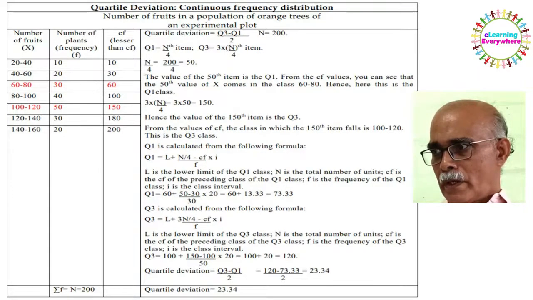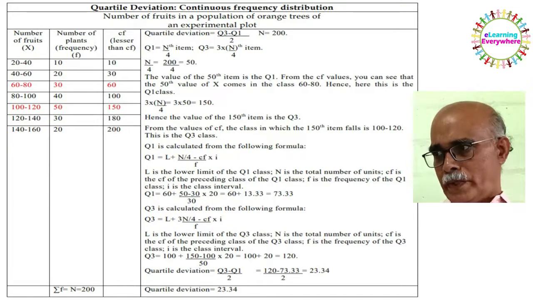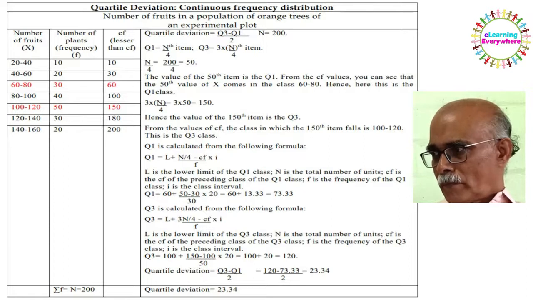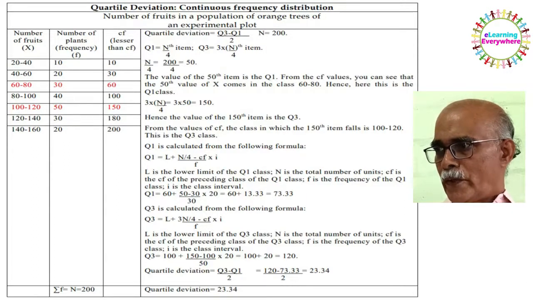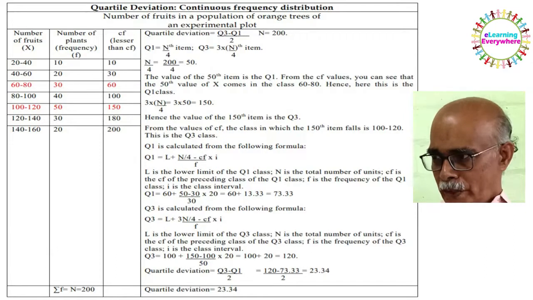The position 50, the position of Q1, comes in the third row with the class as 60 to 80, and the position 150 comes in the class where x has a value between 100 and 120. So Q1 and Q3, now you have calculated. Then using a formula, you have to find out the quartile deviation.